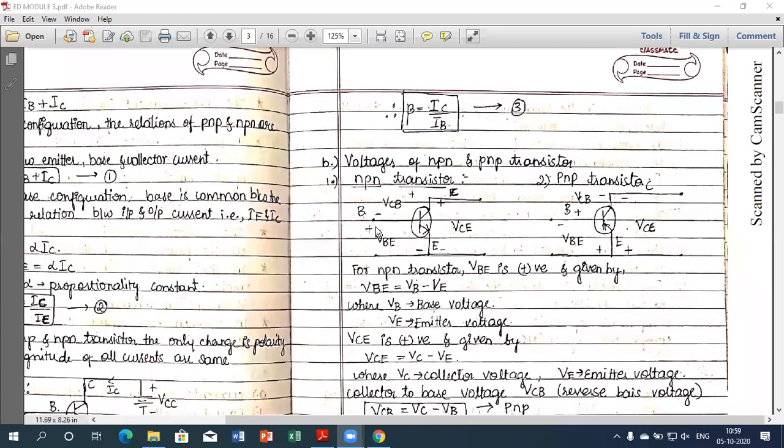First we will focus on the base. Look at the base to the emitter. The voltage between base and emitter, I call it VBE, nothing but the voltage between base and emitter. Next, look at the voltage between the collector and emitter. We call it output. We call this input.